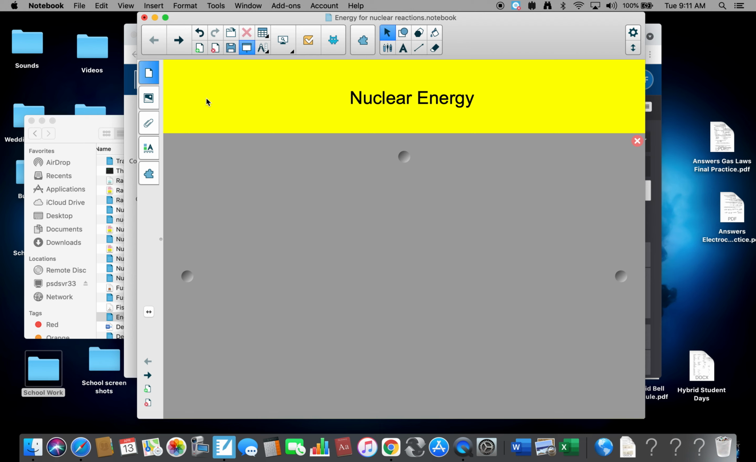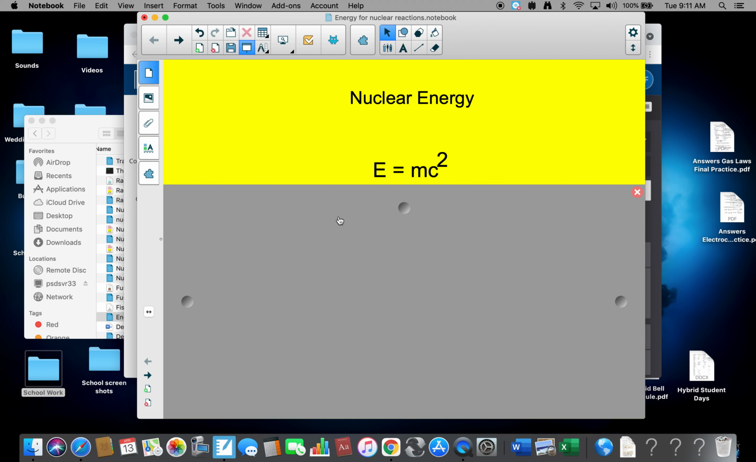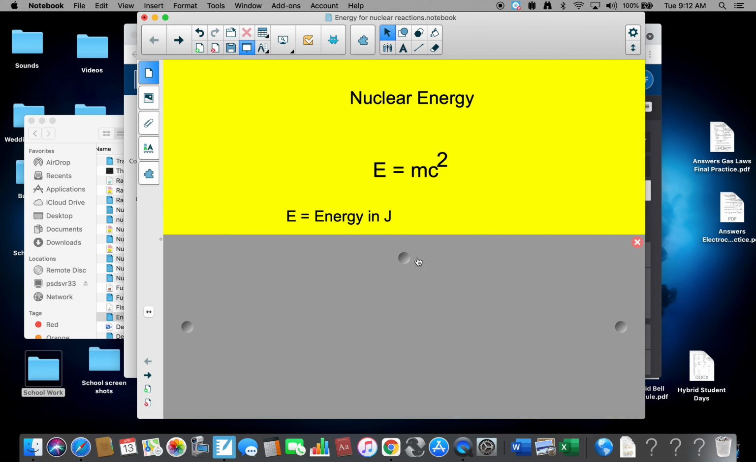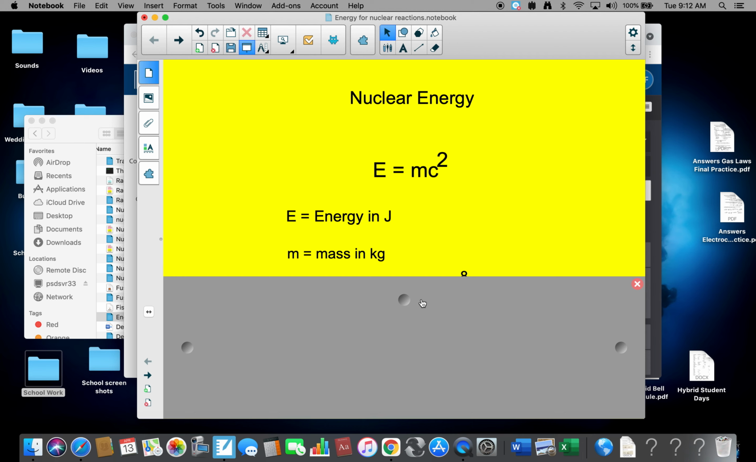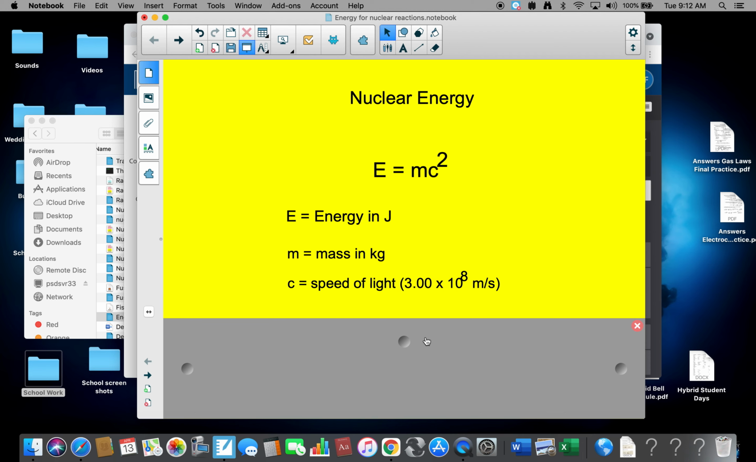Back to chemistry. We're looking today at nuclear energy. Nuclear energy is found by using Einstein's equation, E equals mc squared, where E is energy in joules, m is mass in kilograms, and c is the speed of light. There are some different values, but I'm just going to keep it simple for you: 3 times 10 to the 8th meters per second.